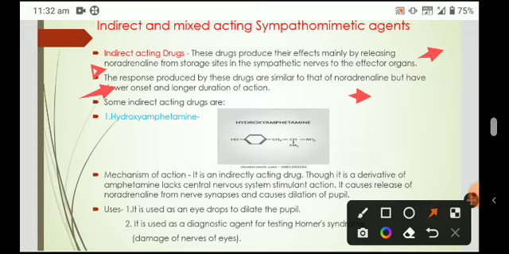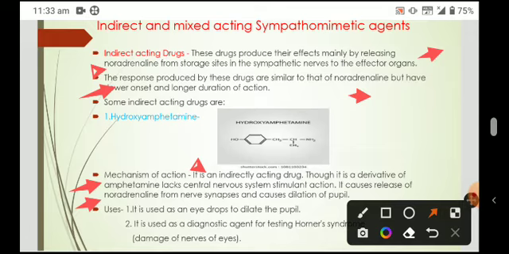From this category, the first drug is hydroxyamphetamine. As shown, the structure of hydroxyamphetamine, its first point is mechanism of action. Regarding its classification, it is an indirect acting drug and a derivative of amphetamine. On the basis of its name, it is a derivative of amphetamine which lacks the CNS stimulant action. It causes the release of noradrenaline from the nerve synapses and causes dilation of the pupil.